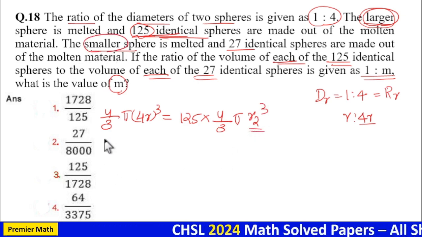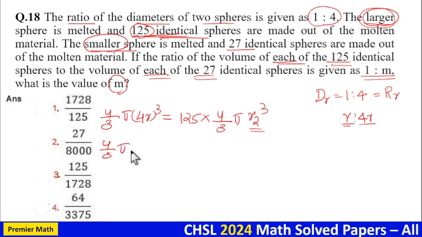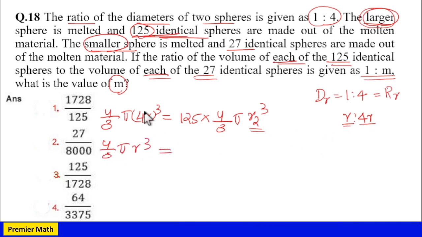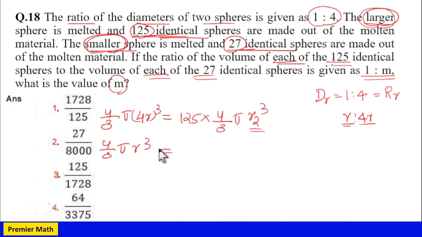Same way, volume of smallest sphere is equal to 4 by 3 pi r cube, which is same as, from this volume of smallest sphere, 27 identical spheres are made out.